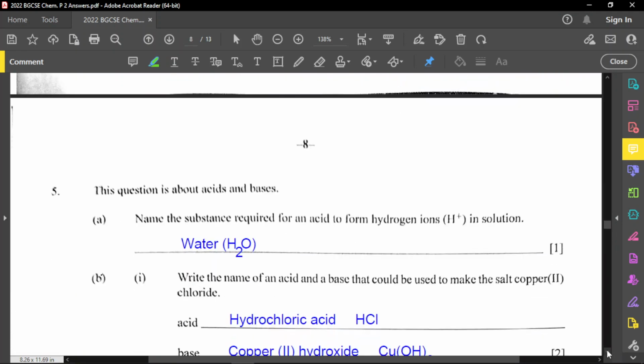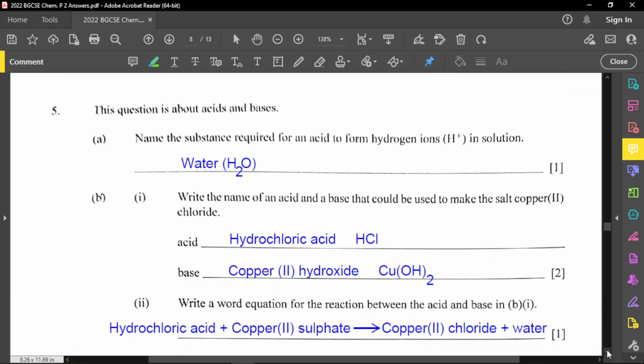All right, question number 5. It said this question is about acids and bases. The first part of the question, which is part A, said name the substance required for an acid to form hydrogen ions, which is H plus, in solution, and that is water. All right, so acids will release H plus ions in solutions, and solutions generally contain what? Water as the solvent.